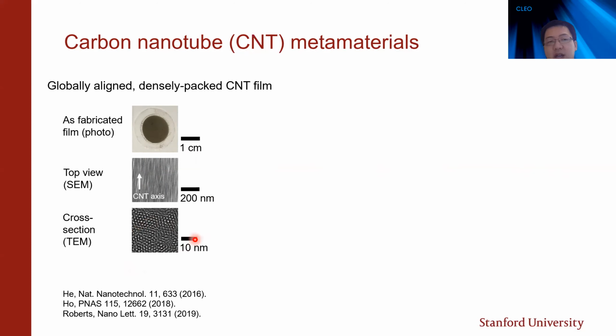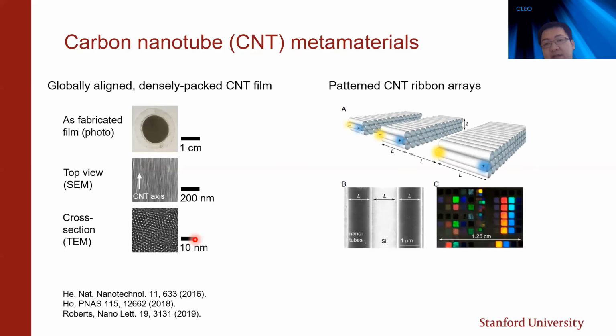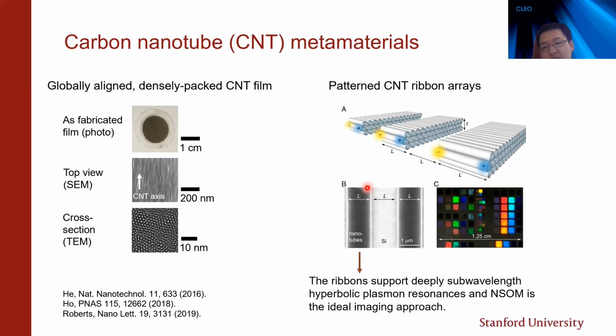So this globally aligned and densely packed carbon nanotube film is actually a hyperbolic material. We will talk about that a little bit later. We can further pattern them into ribbon arrays by electron beam lithography, and each of the ribbons can support deeply subwavelength hyperbolic plasmon resonances. And s-SNOM is an ideal imaging approach to study this.